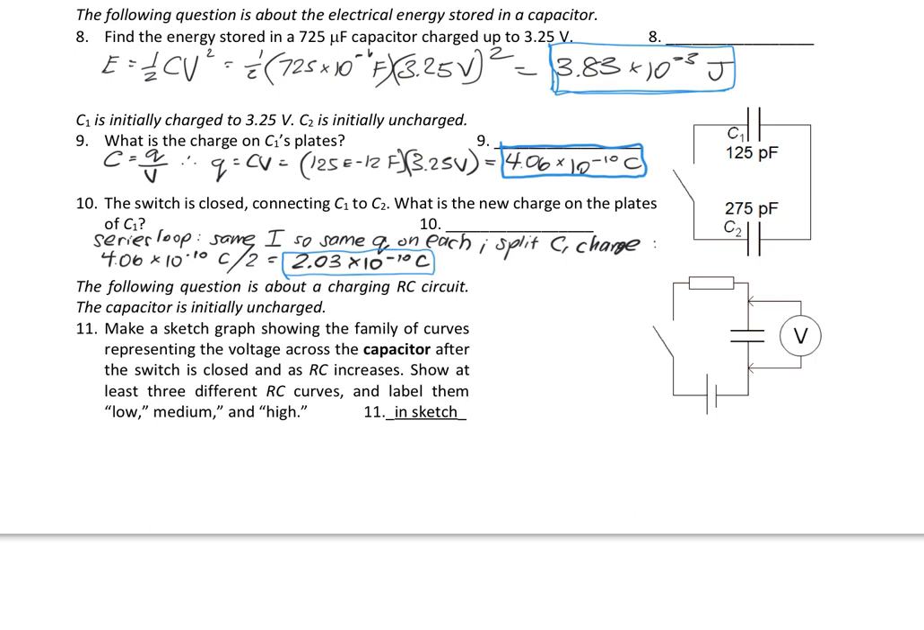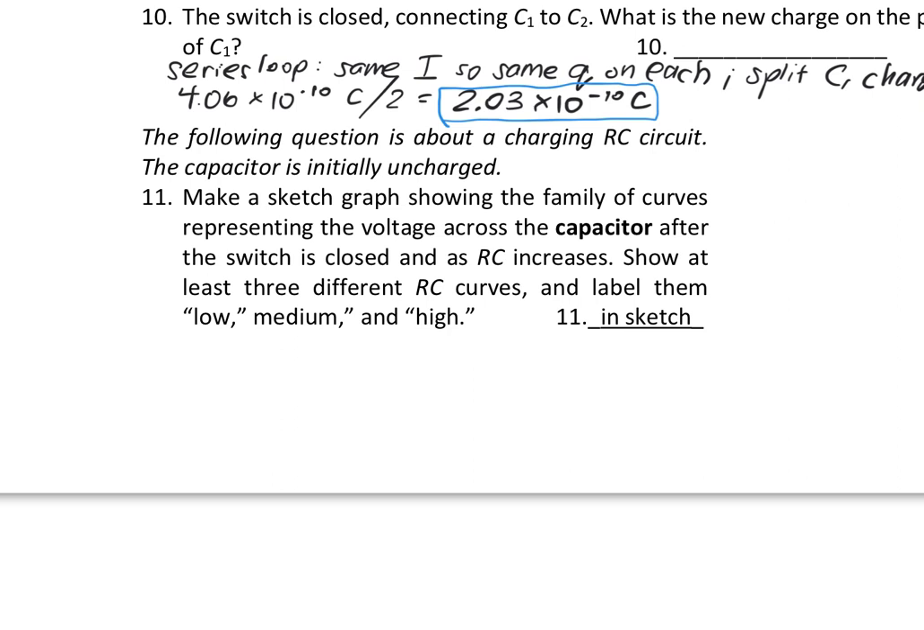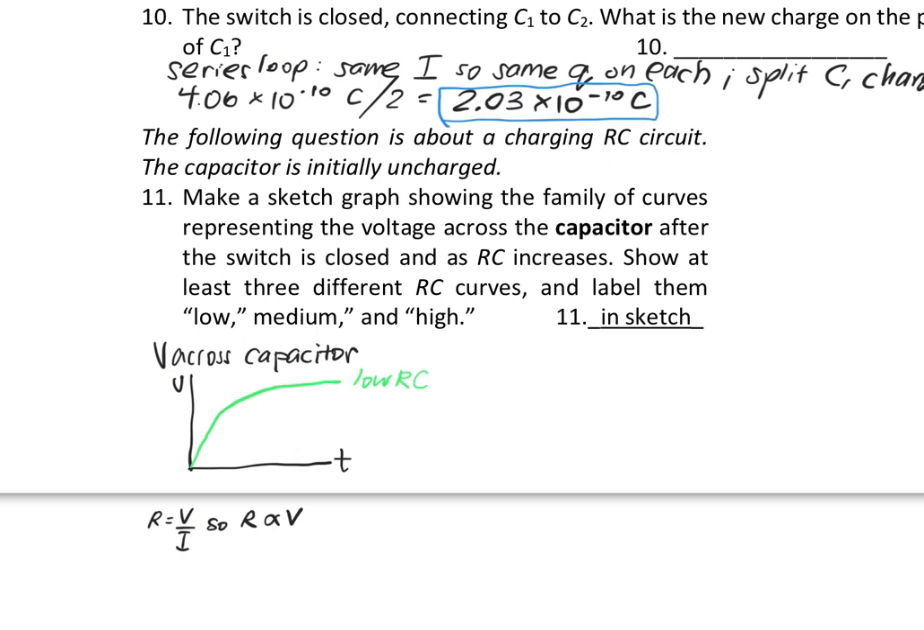So, voltage graph. All right, so this is the voltage graph across the capacitor if you have a low resistance, or low capacitance, or really just the product of resistance times capacitance is a low value. Now let's remember that R is V over I, so resistance is proportional to voltage.